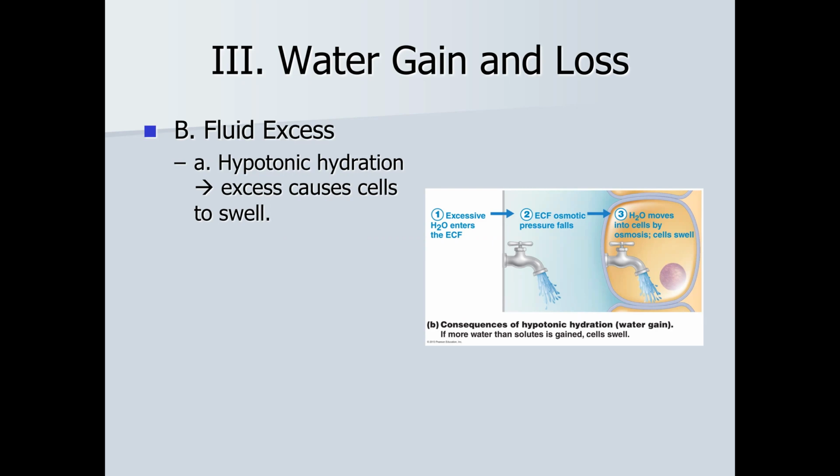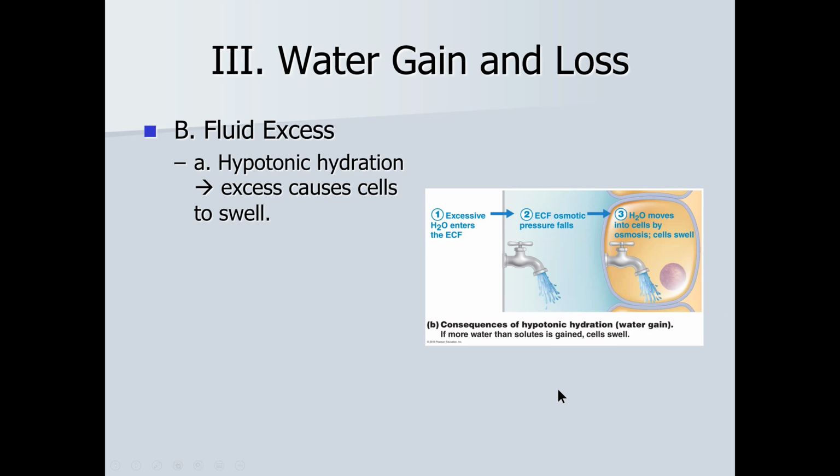But what happens, obviously, if you increase the water concentration, okay, so the more water you have, the less solute you have. And the cell obviously has a lot of solute inside of it, okay? And so the cells are going to swell, especially the red blood cells. In Anatomy and Physiology 1 we talked about how they could actually rupture because they swelled up so much.